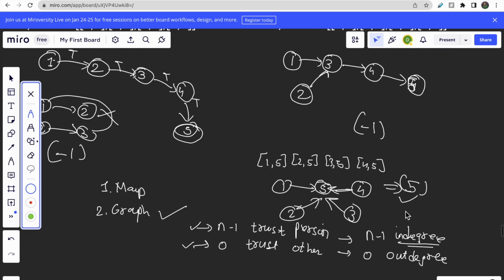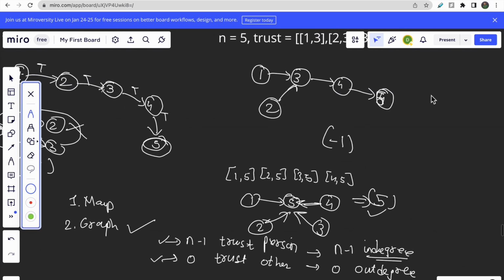If you try to check this condition, in degree and out degree, in other cases, let's say for 3, the in degree is 2 and the out degree is 1. So 2 is not equal to n minus 1, and this out degree is not 0. So we can't say 3 is the town judge. Similarly for 5, the in degree is 1 and the out degree is 0. So the in degree is not equal to n minus 1, so we can't say 5 is the town judge. That's why when there is no town judge, we return minus 1.